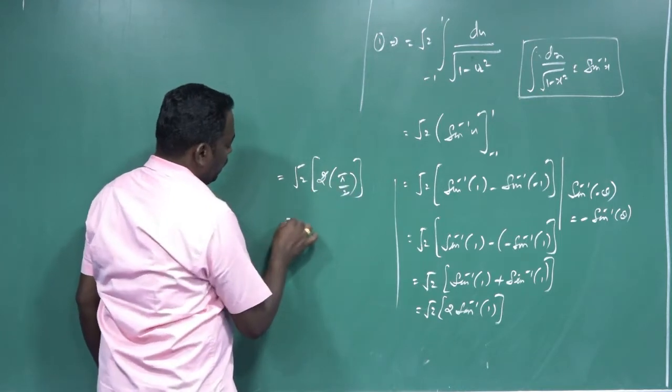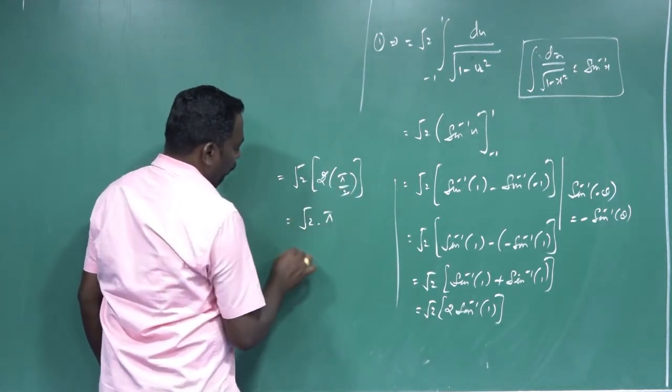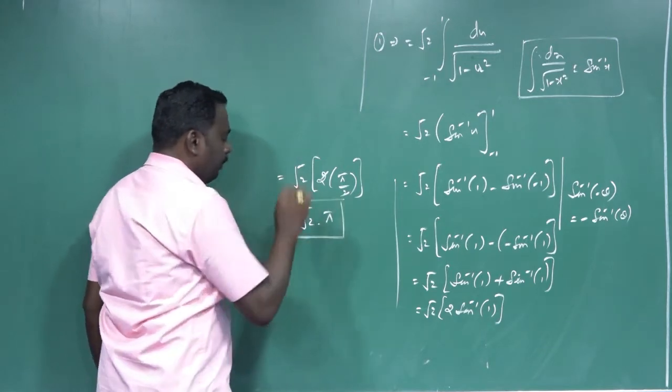Therefore, the 2s are cancelled. That is equal to pi into root 2. Therefore, root 2 into pi. That is finally the simplification.